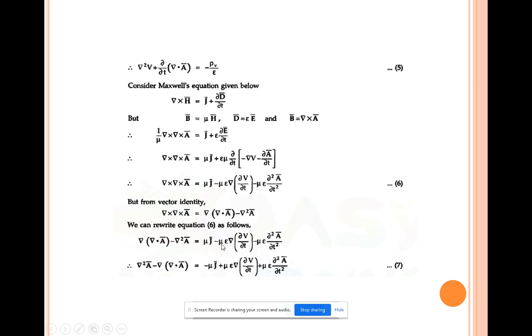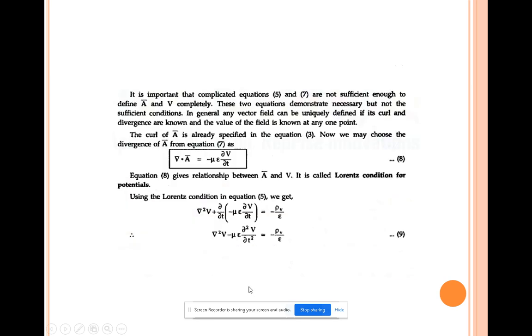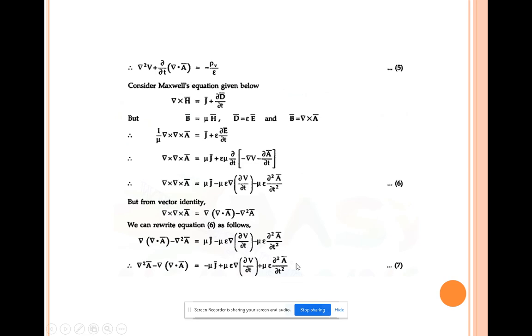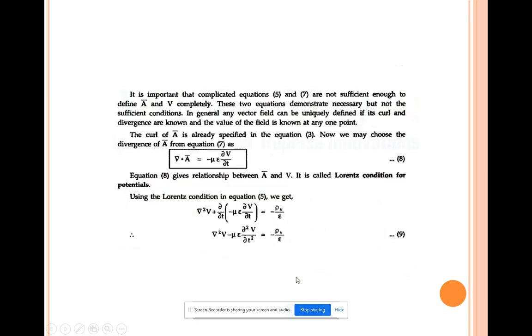So minus mu J vector will become plus mu epsilon del dou V by dou t, and minus will become plus mu epsilon dou square A vector by dou t square. And then note here, the fifth and seventh equations will not be sufficient to calculate the A vector and V value, that is the potential of both electric and magnetic field.